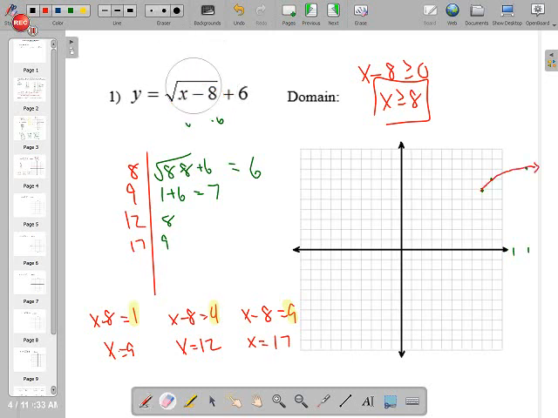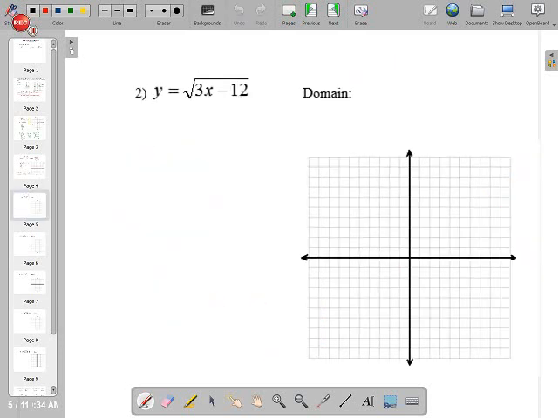And you should remember from family of functions that this function has been moved right 8 and up 6 from the original. So if I look, I went right 8 and I went up 6, and now it's just like the original parent function I did at the beginning.